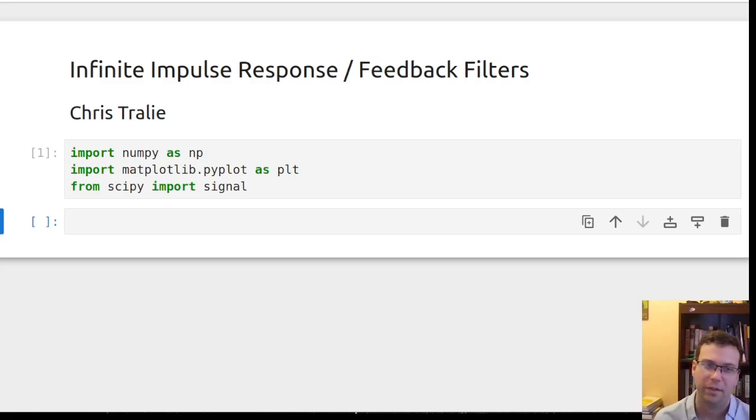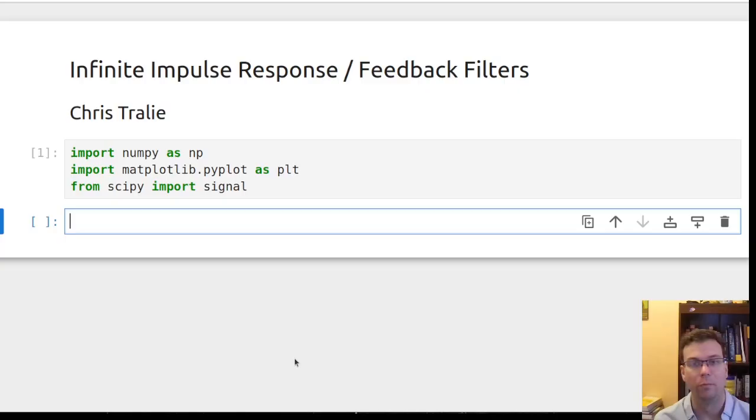Hello everyone. So we've gone through the Z-transform as an analysis tool for finite impulse response filters, when we were convolving with some kind of impulse response. And then we also showed how to design some finite impulse response filters using the discrete Fourier transform.